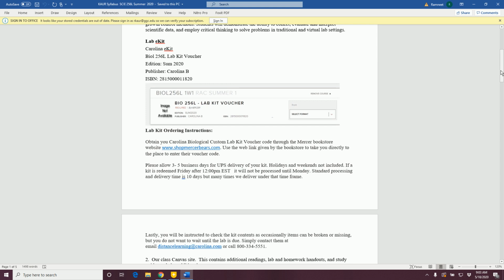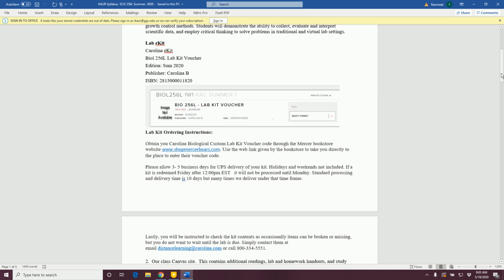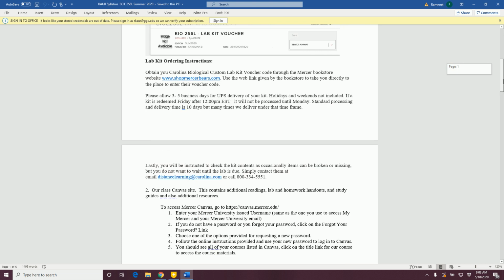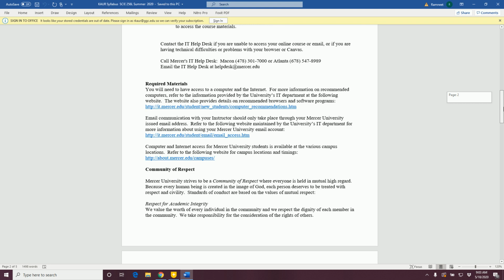So the very first thing you need to do in this course is order this kit. This is a kit from Carolina, and in this kit everything is there that is required to perform the experiments at home. Mercer Canvas: all the material will be uploaded on Mercer Canvas. All the assignments will be on Mercer Canvas, and the grade book is on Mercer Canvas. Basically this is an online course, so you need a computer as well as internet access. And here are some of the policies. You can go over them. I'm not going to go over these.